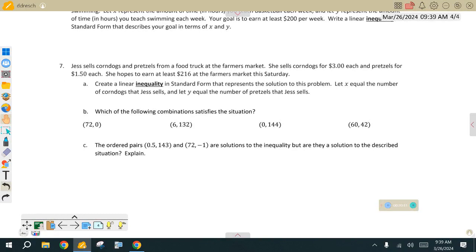Number 7. So, with the word problem here, Jess sells corn dogs and pretzels from a food truck. She sells corn dogs for $3 each, and pretzels for $1.50 each. She hopes to earn at least $216 at the farmer's market. Create a linear inequality in standard form, we'll talk about that here in a moment, that represents the solutions to the problem. X is going to be the number of corn dogs she sells, and Y is the number of pretzels she sells.